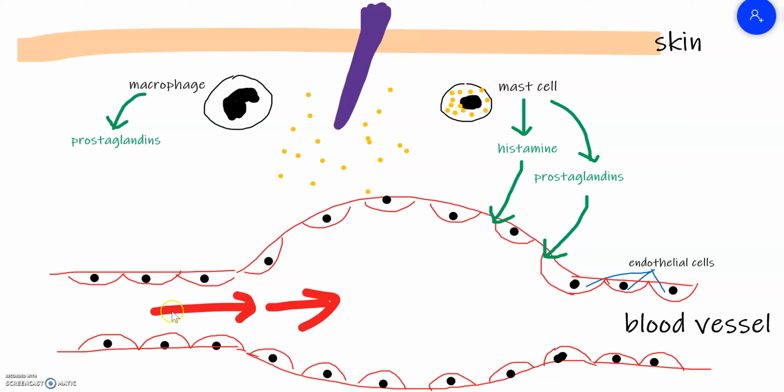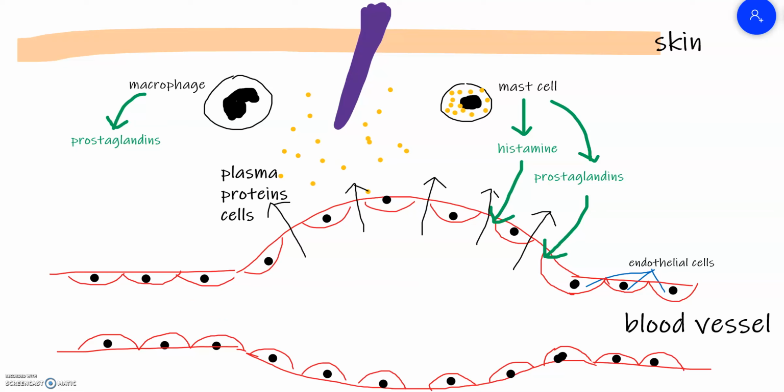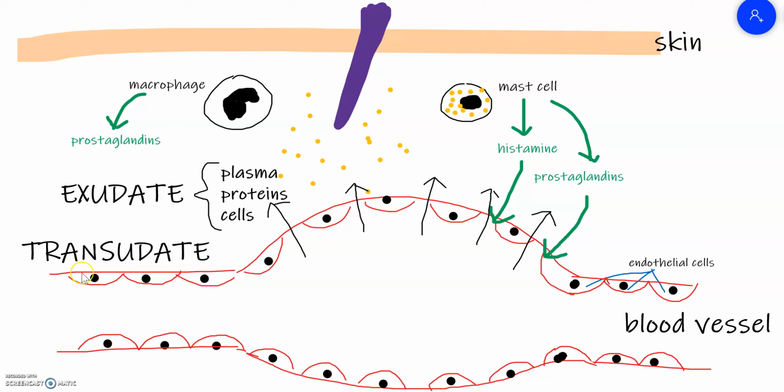These gaps allow the passage of plasma, proteins, and cells to leak out, and this fluid in the extracellular space is what causes the third clinical feature of acute inflammation, which is swelling. This fluid has high protein, high oncotic pressure, and more cells, and this is known as an exudate that needs to be differentiated from a transudate, which is usually caused by raised hydrostatic pressure.